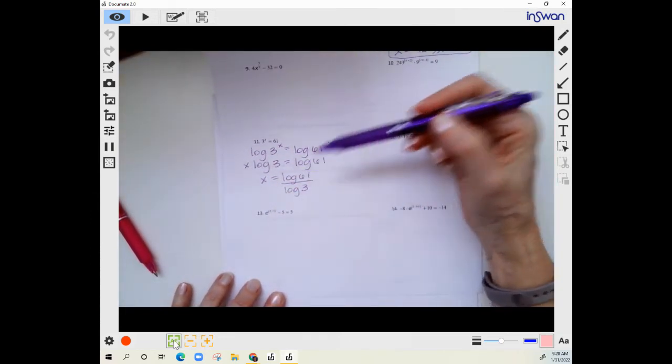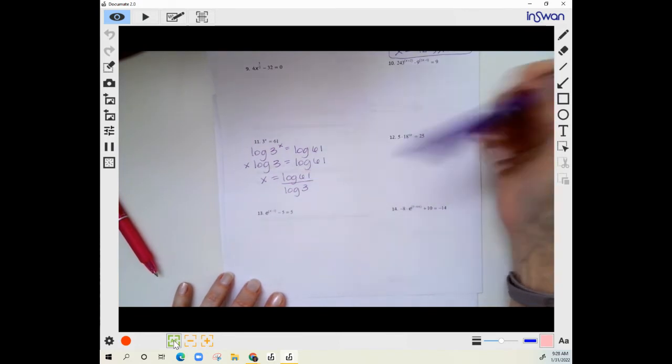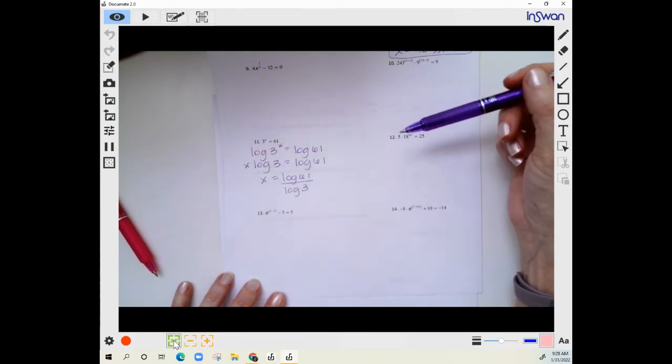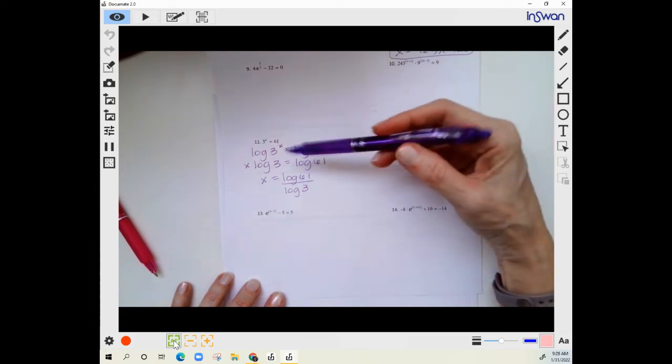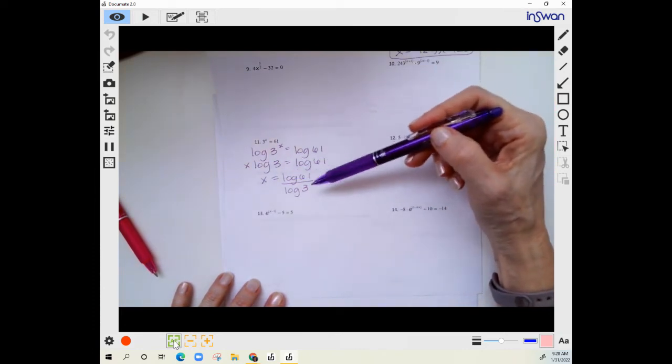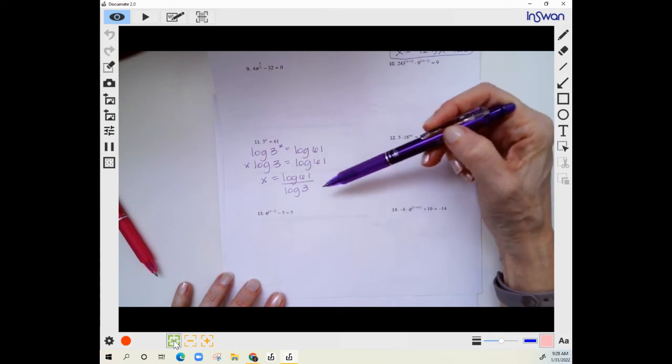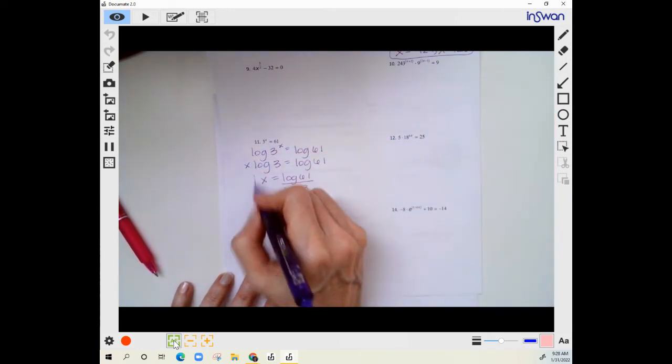So then this is called calculator ready form. This is your exact answer. If you were doing an application problem and it actually tied to something real world, then you would probably keep going and put this in your calculator so you could get an equivalent value, but we're just going to keep it like this.